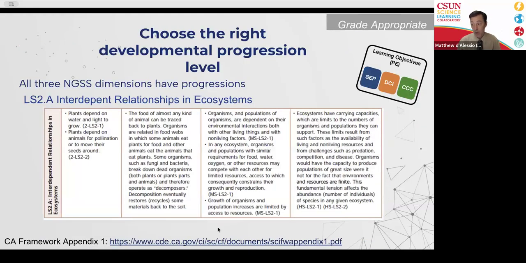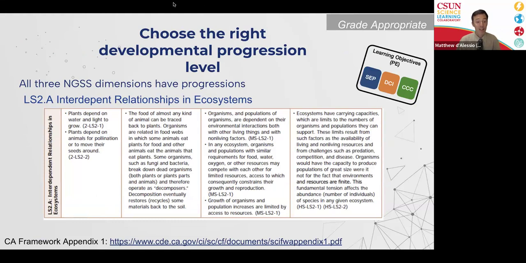All right. So next, Ginny already talked about the evidence statements, and those are good, but there's another part of these 3 dimensions that we need to think about, and that's the grade appropriateness. Within the framework here in California, our NGSS framework, there is Appendix 1, which shows the progressions of what it looks like. Oh, and I cut off the headers here. That's too bad. What it looks like in early elementary is this first box here, where it says grade 2.